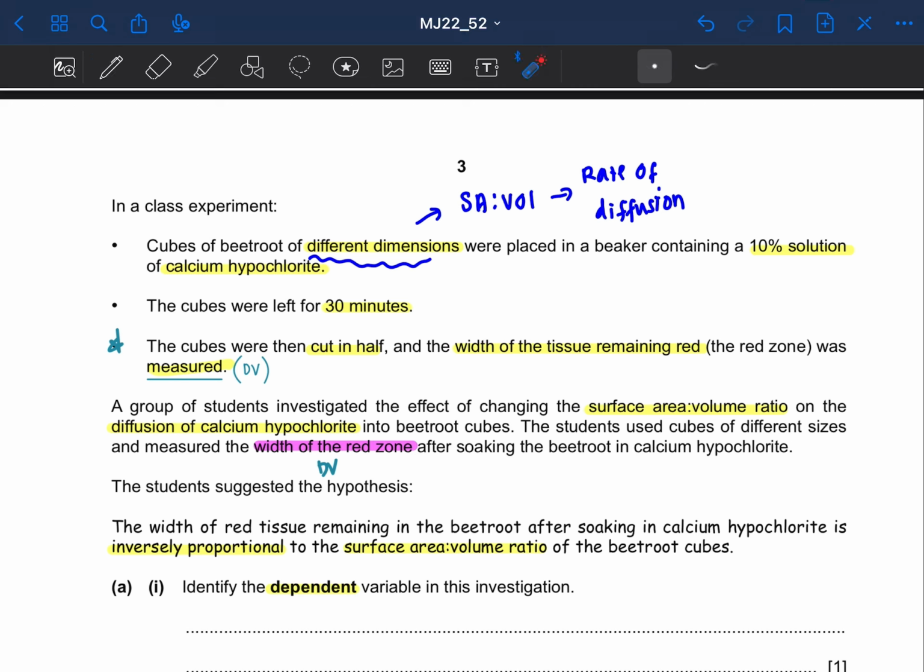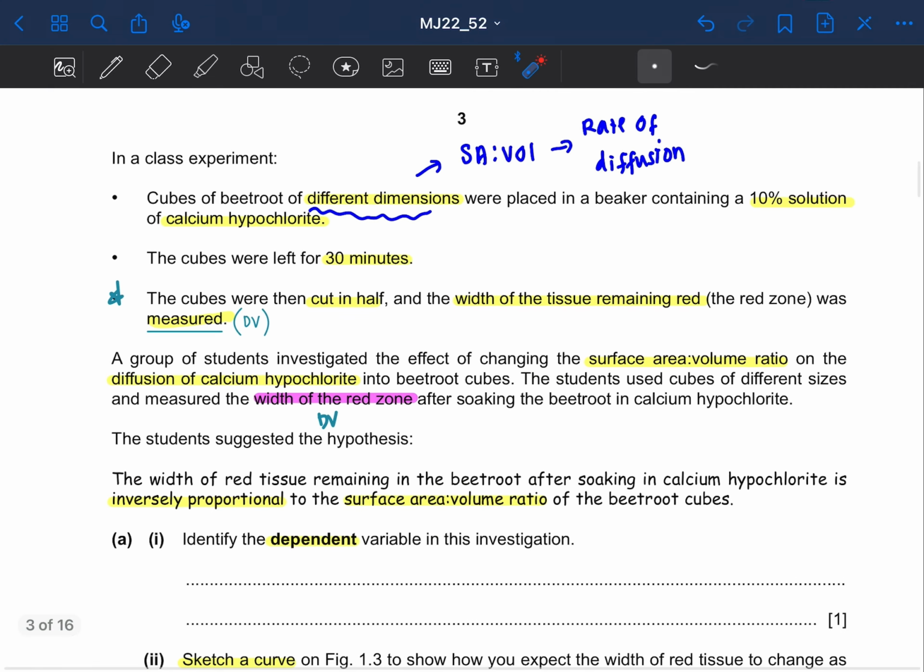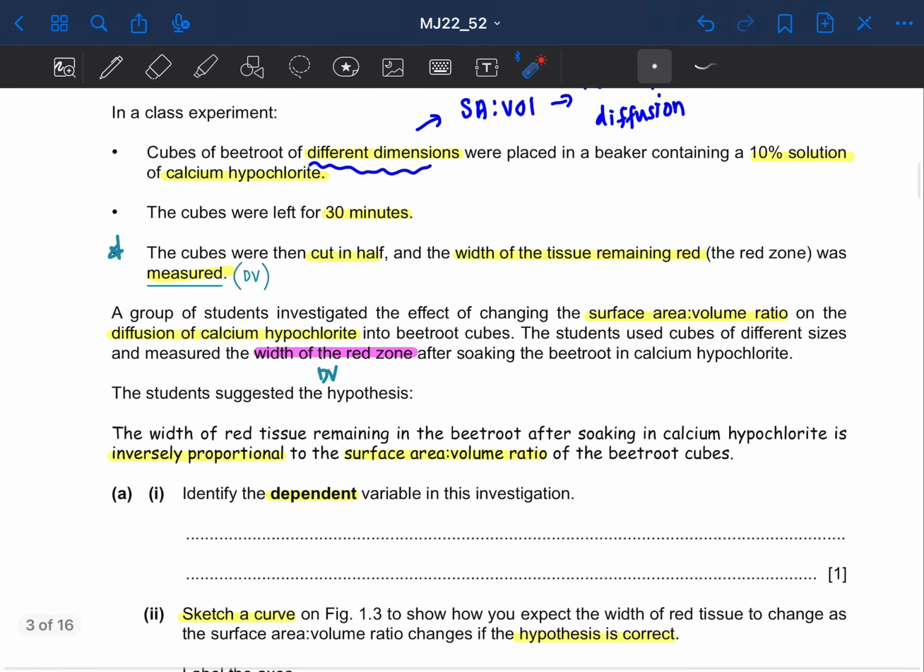So the hypothesis is being suggested here, saying that the width of the red tissue remaining in the beetroot after soaking it in calcium hypochlorite is inversely proportional to the surface area to volume ratio. So what does that mean? That means that as the surface area to volume ratio increases, the width of the red zone decreases. That's what inversely proportional means. And then there is going to be a question asking us to sketch how the curve is going to look.